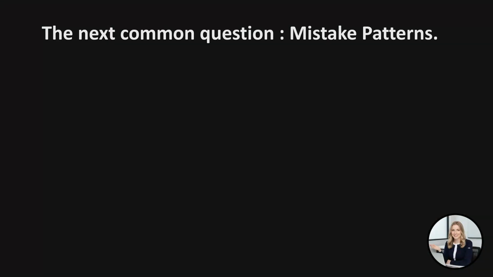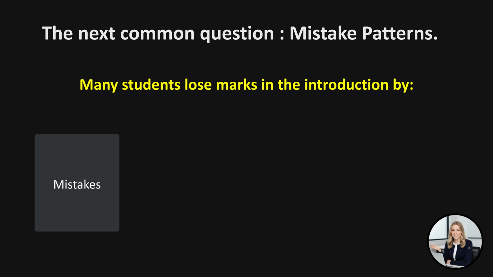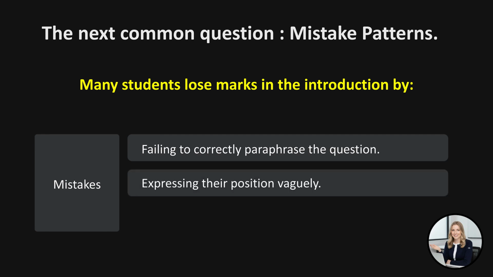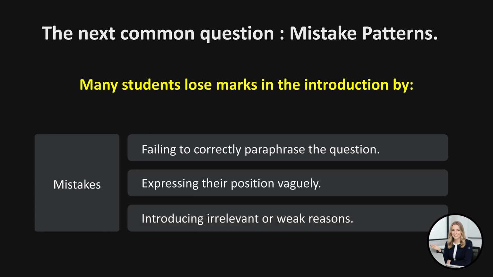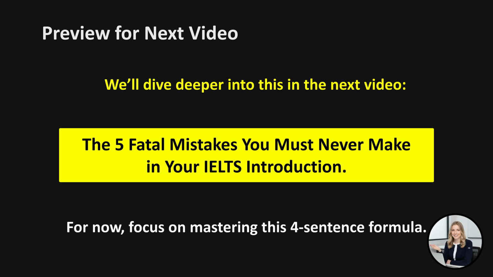Once students learn the structure, the next most common question is about mistake patterns. In reality, many students lose marks in the introduction. Their mistakes include the following. They fail to correctly paraphrase the question. They express their position vaguely. They introduce irrelevant or weak reasons. Because these topics need more examples and explanation, we'll look at them in detail in the next video, the 5 fatal mistakes you must never make in your IELTS introduction. For today, just focus on mastering this 4-sentence formula.